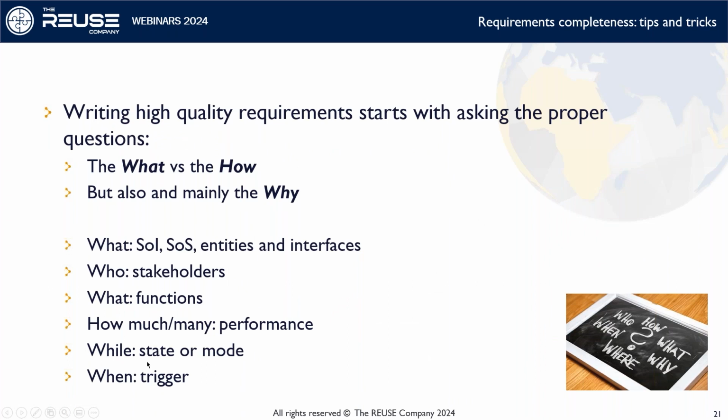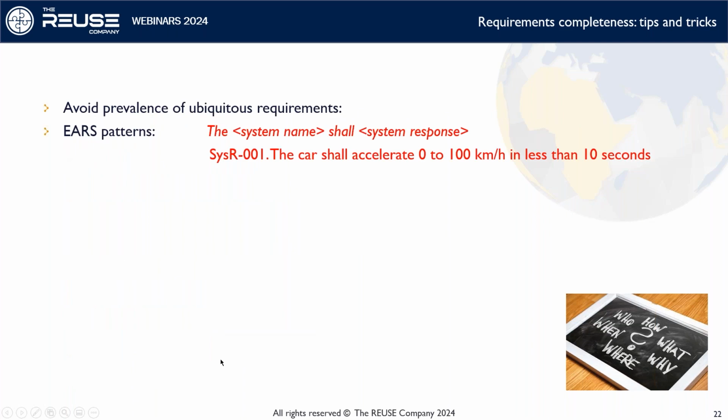And then while is referring to the state or mode, so in which situation the system is, and then the trigger to the action. So we'll see the consequence of not having these two here in the next slide.